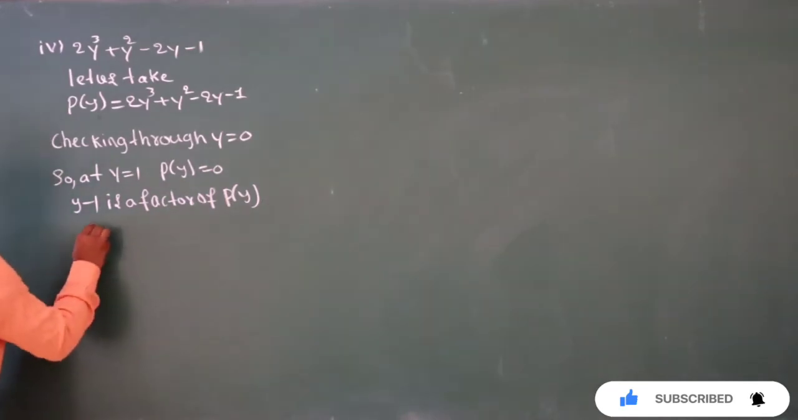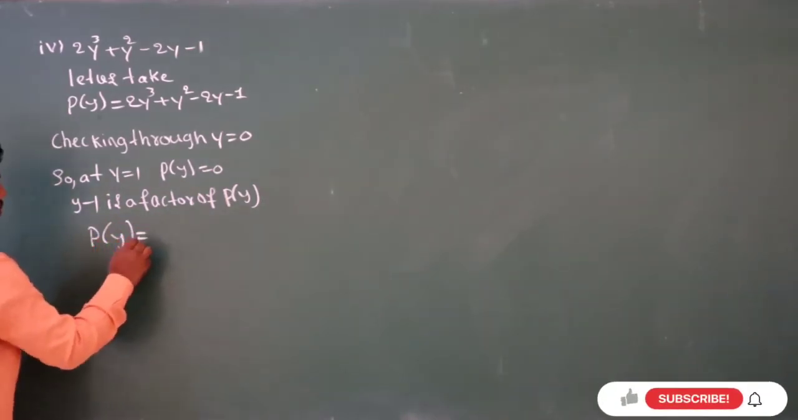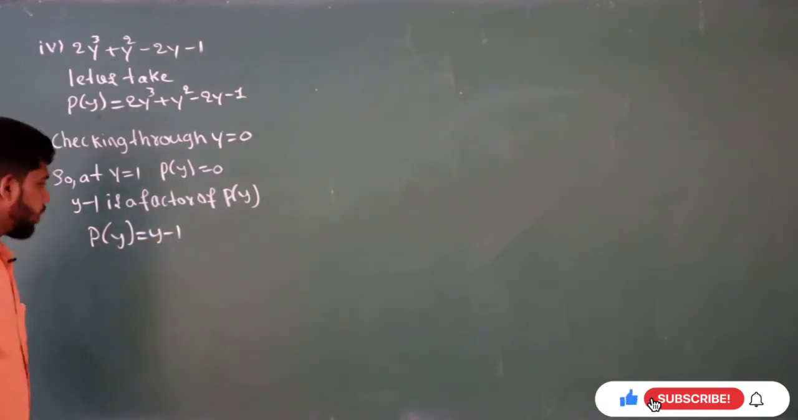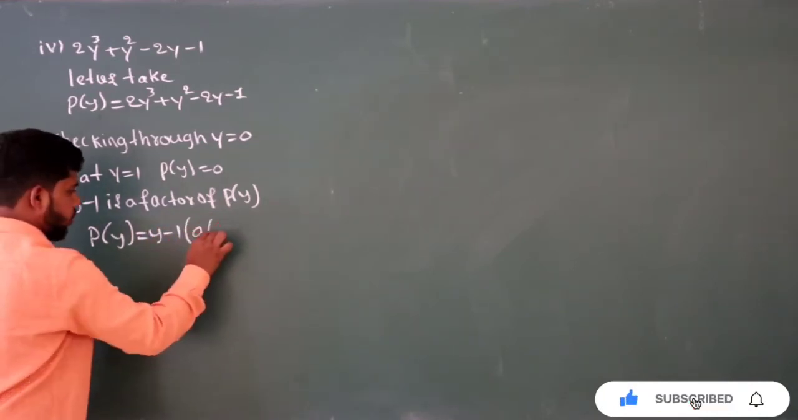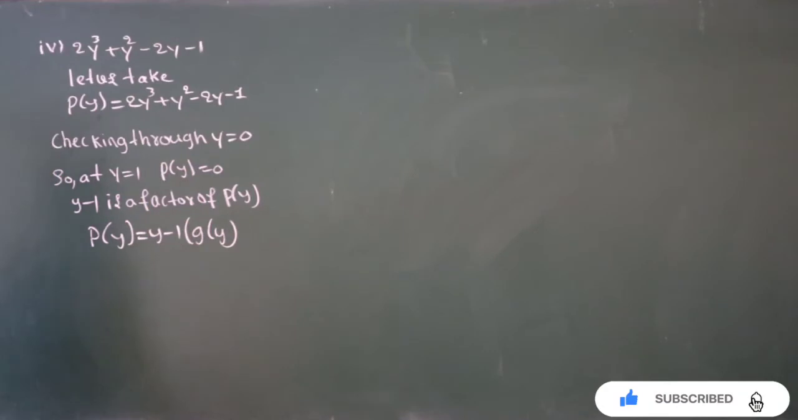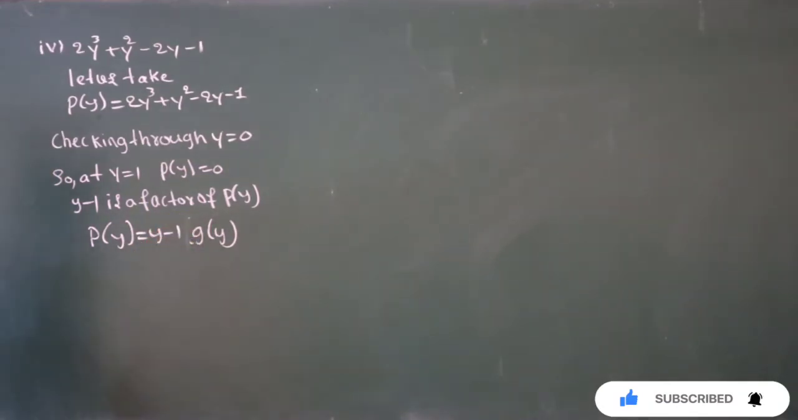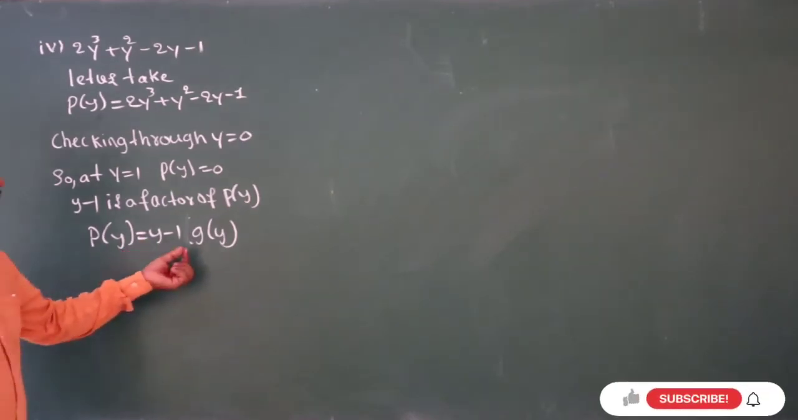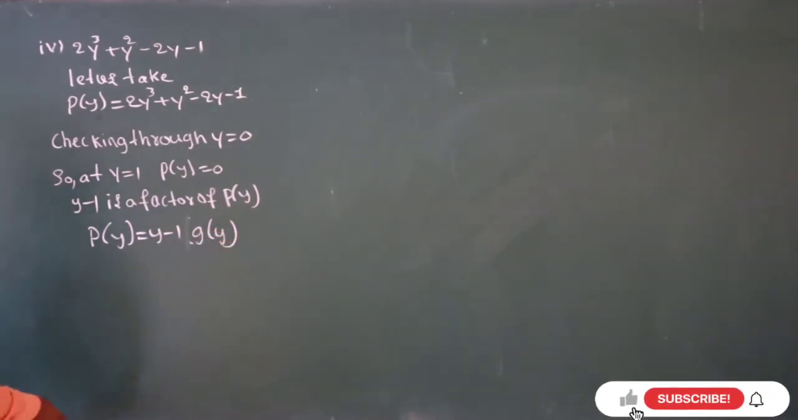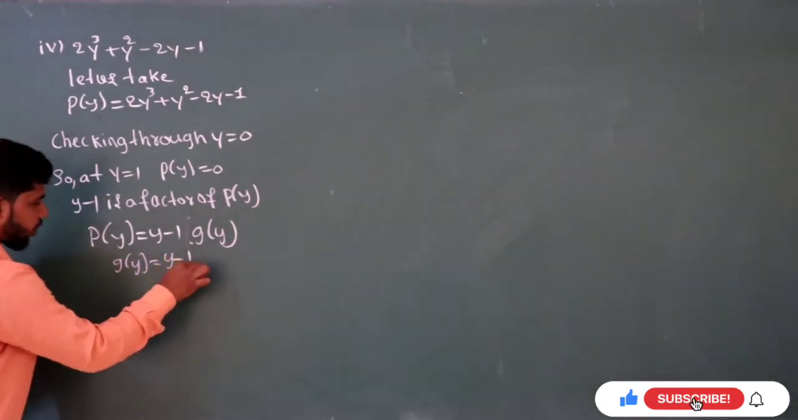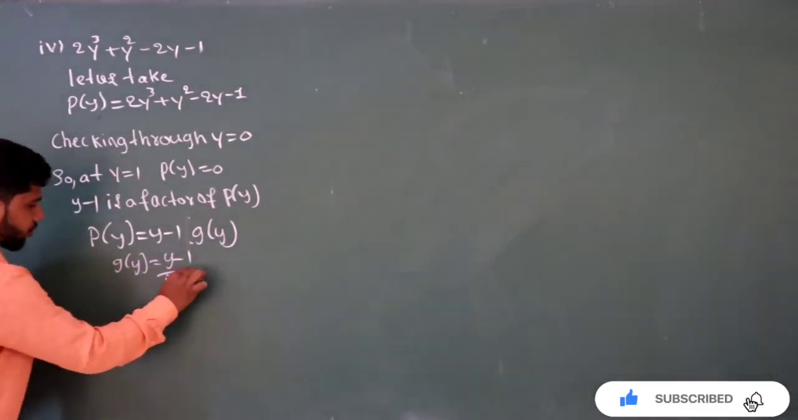Now p of y is equal to y minus 1 and g of y. We have to find here g of y. g of y is equal to y minus 1 divided by the p of y.